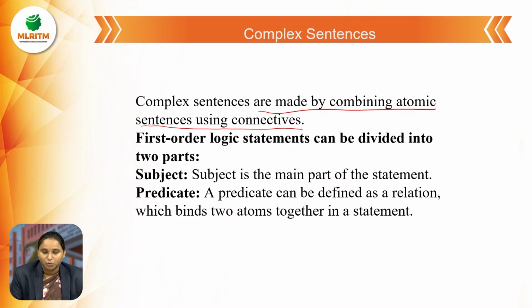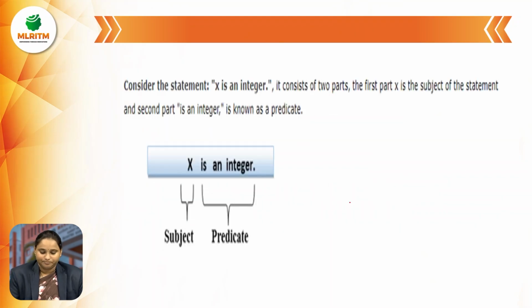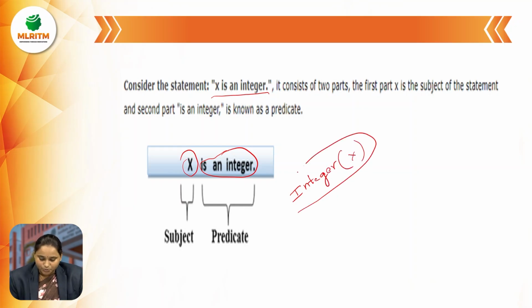Statements can be divided into two parts: subject and predicate. The subject is the main part of the statement, and the predicate can be defined as a relation which binds two atoms together in a statement. Consider this sentence: X is an integer. Here X is the subject and is an integer is the predicate. How do we represent it with a predicate and terms? Integer is the predicate, and the term is X. Like this we represent atomic sentences.